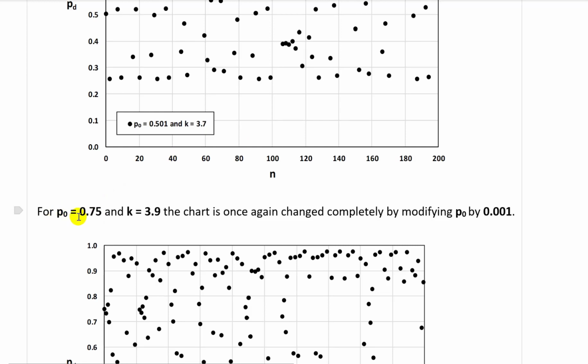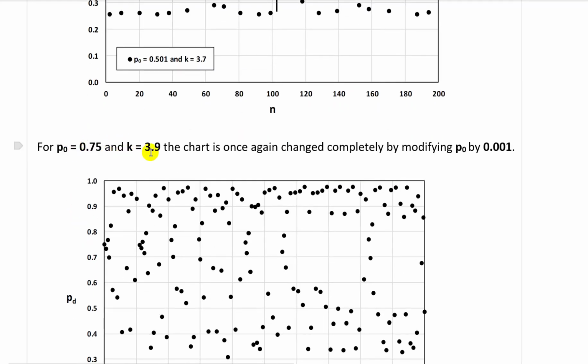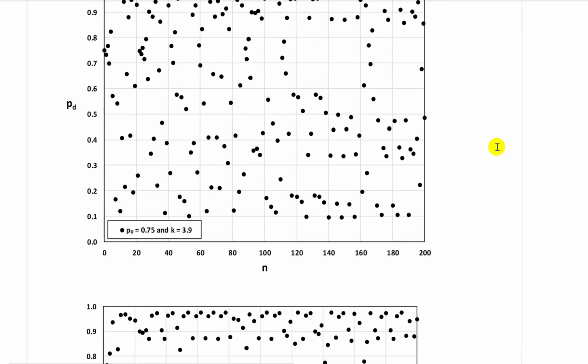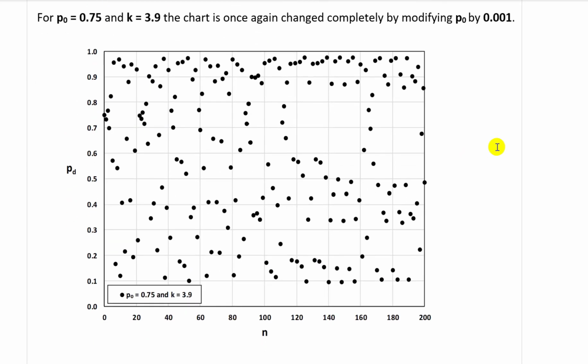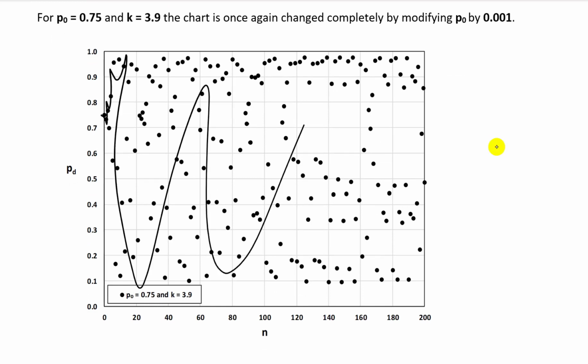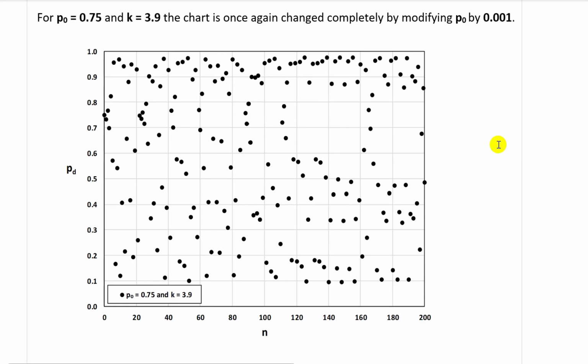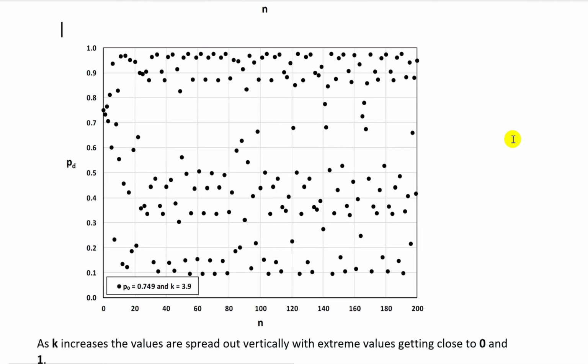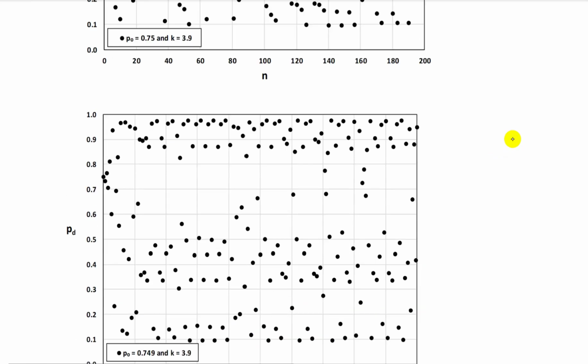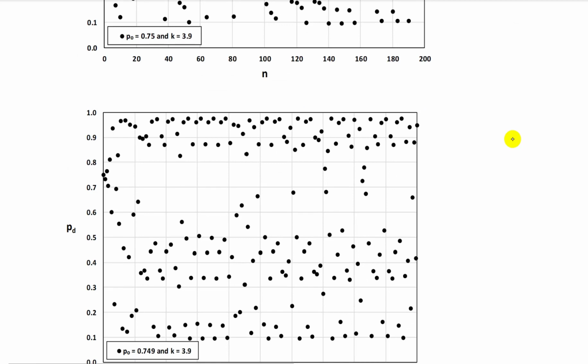So going further, now we have P naught as 3/4, or 0.75, and then we increase k to 3.9. The chart is once again changed completely by modifying P naught by 0.001. So here it is for an initial population of 0.75. It starts off here, and it goes randomly all over the place, it's me just drawing everywhere. And k is 3.9. There are again some fleeting patterns, like that going down there, but nonetheless it's hard to see. Then when you change the population by minus 0.001, it's completely different. Notice there's no gap there. Now there's a giant gap there. And yeah, very, very fascinating stuff.